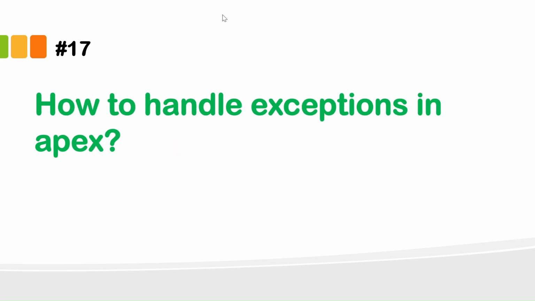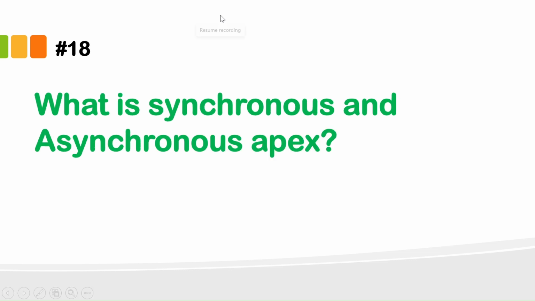So the next question is how to handle exceptions in Apex. The answer is, to handle the exceptions in Apex, we can use a try-catch block. In the try block we put the Apex code that may throw an error, and in the catch block we handle the exception. We can use System.debug statements to print the exception, or we can create a record in a custom error object with exception details. So this way we can handle exceptions in Apex.